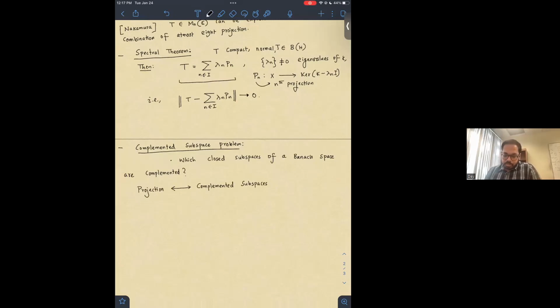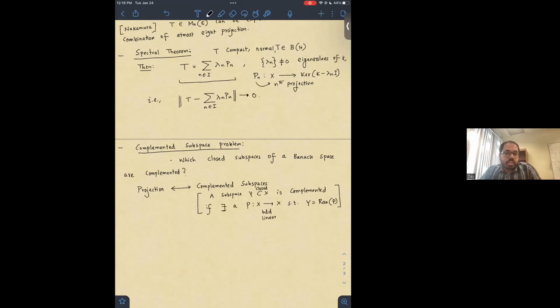So what are complemented subspaces? We say that a subspace Y of X, let's say X is a Banach space, is complemented if Y is a closed subspace and there exists a projection, bounded linear of course, such that this subspace is the range of that projection. So the range of any bounded linear projection is going to be a complemented subspace.